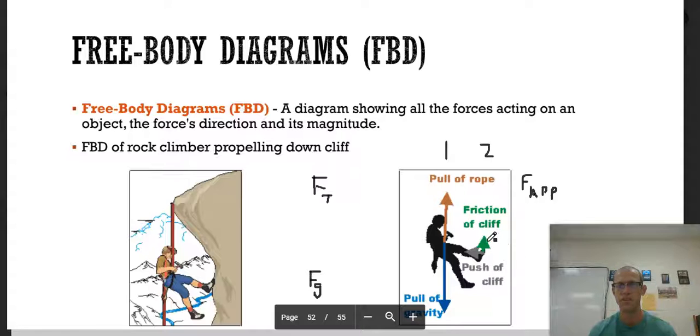And then the friction of the cliff. Friction always goes opposite motion. So if the motion is down, then the friction is going to be up. So we'll label it F, and then I tend to do a lowercase f for friction. So we're going to do a few examples of free body diagrams.